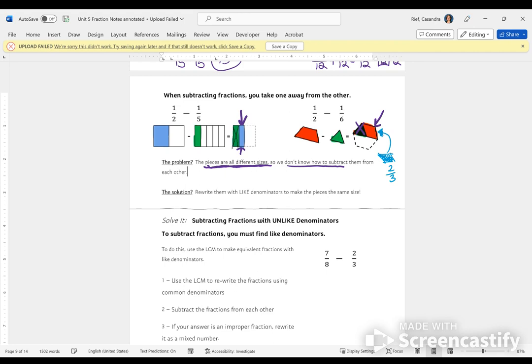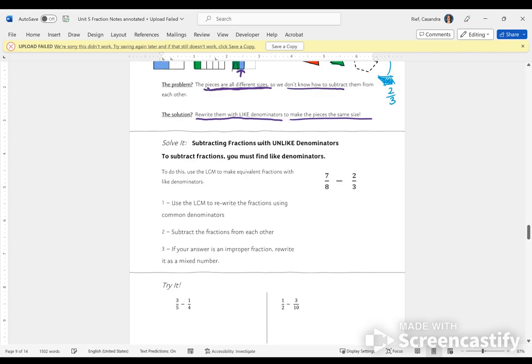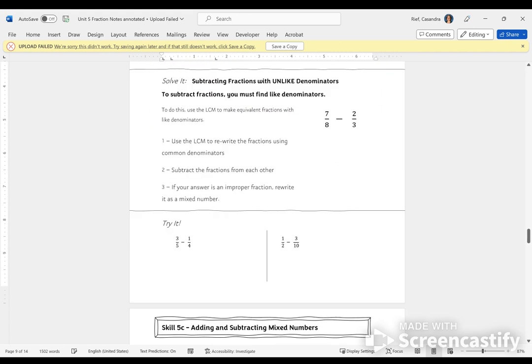We can use strategies like pattern blocks and comparing, but we really don't know how to easily calculate it the way it is. The solution? We can just rewrite them with like denominators to make the pieces the same size. In effect, we can do the same thing that we're doing when we add fractions with different denominators. So let's try it out.